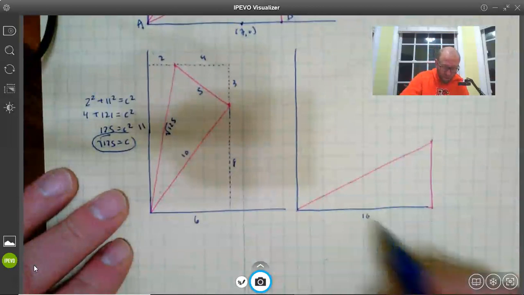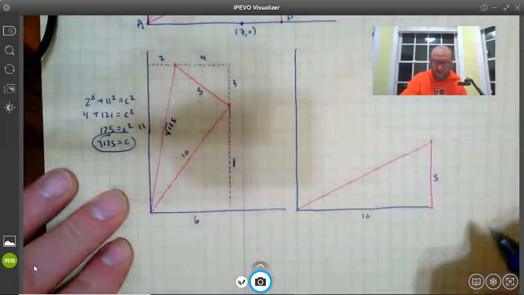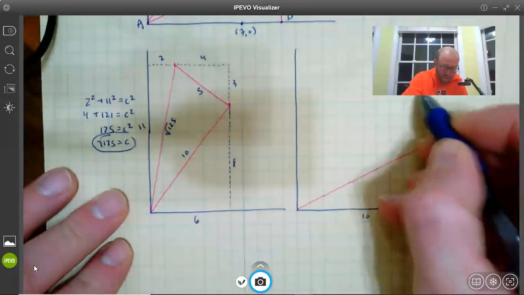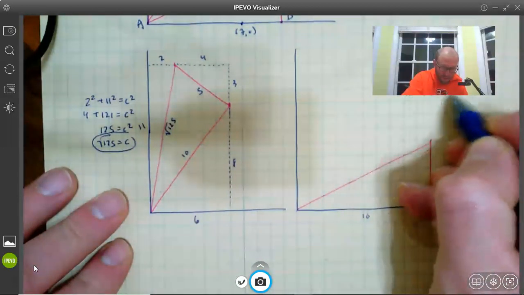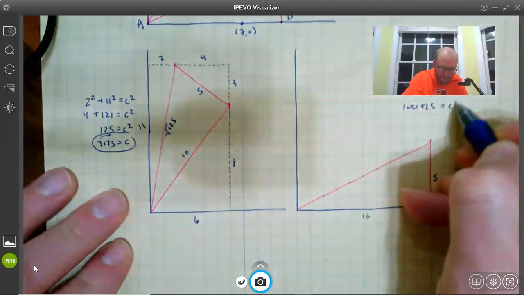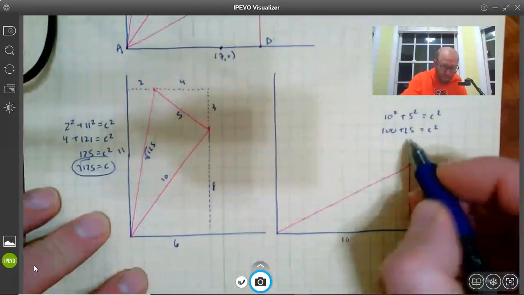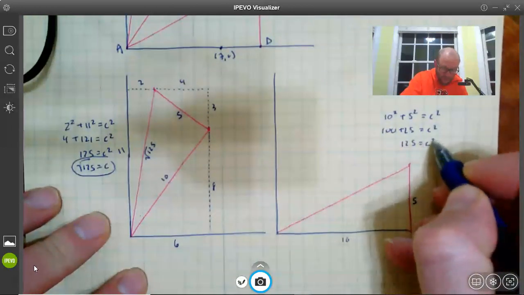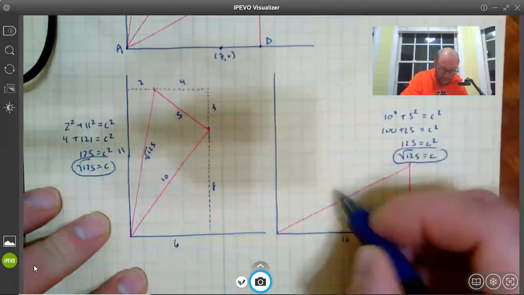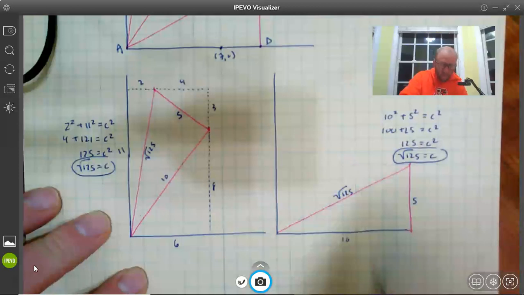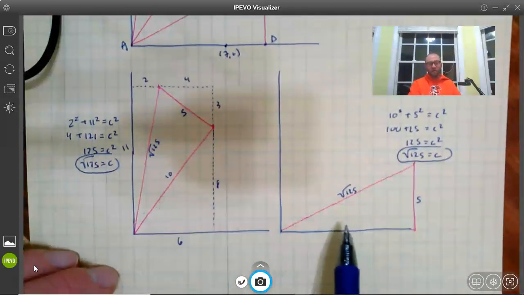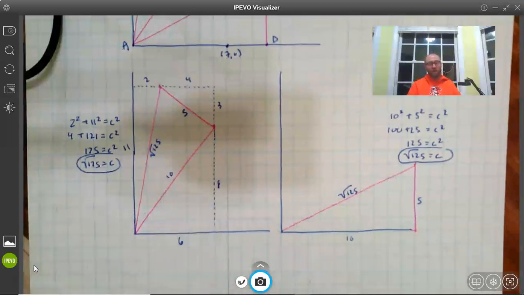So let's go next door here. This one is just 10. This is 5. Get that by counting spaces. And then we've got 10 squared plus 5 squared is c squared. I think we can see where this is headed for now. So this length is square root of 125. So each side over here is the same length as its corresponding side over here. So the two triangles are congruent.